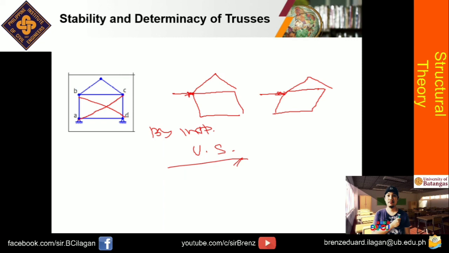Okay? Okay, so next topic natin will be the stability and determinacy of frames. So again, this is just formula based. Magbibilang-bilang ka lang ng member, joint, and reaction. So see you on our next video.